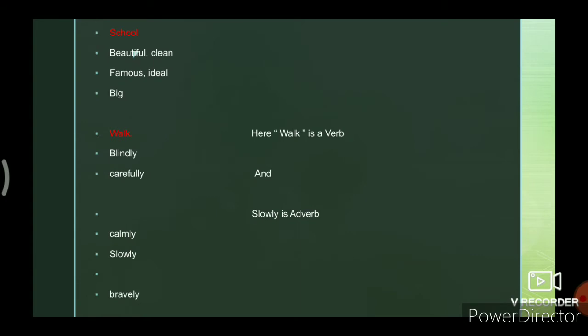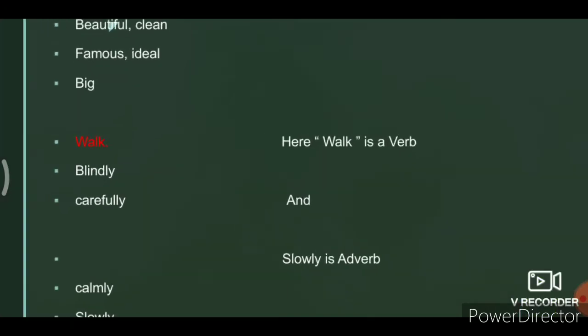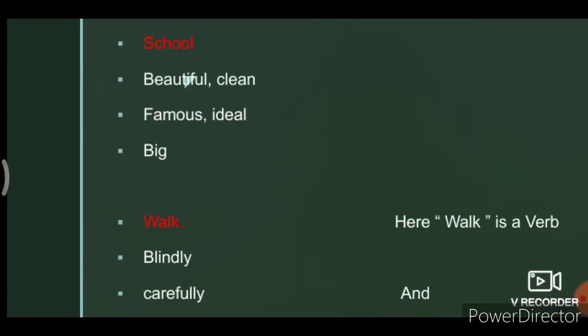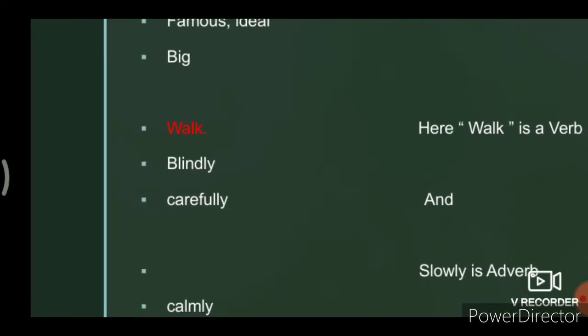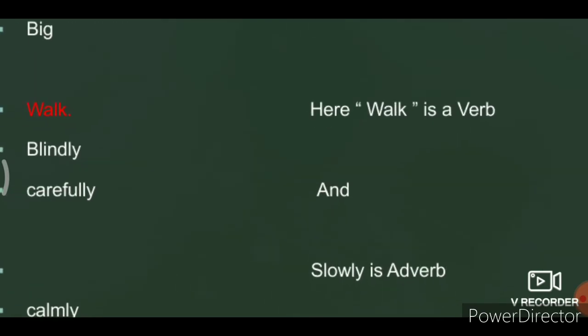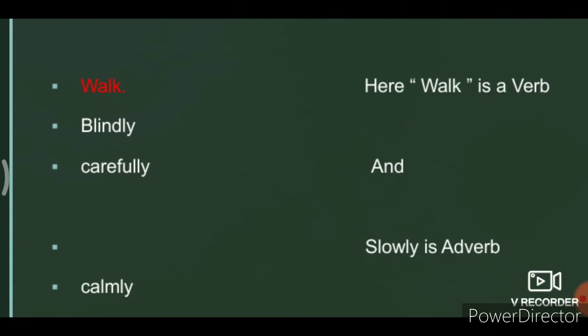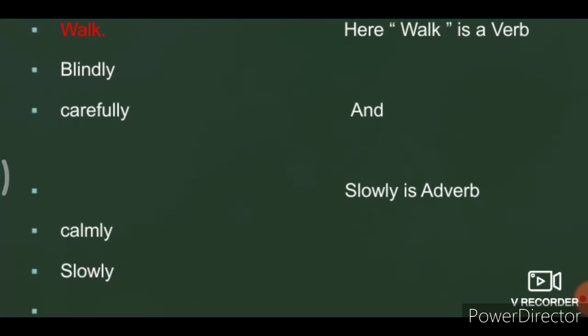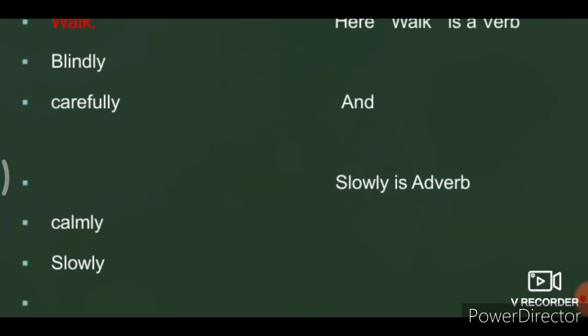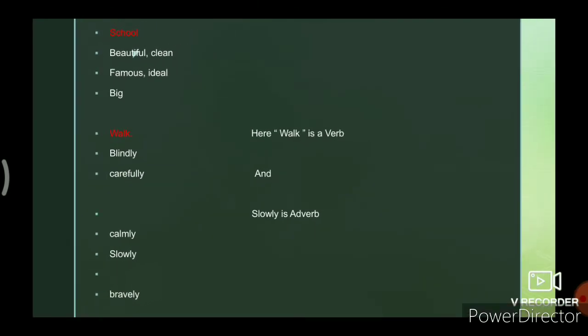Here I have given some examples. These first examples. See, what is this? School. Here school is a noun, but here beautiful, clean, famous, ideal, big are adjectives. And here in second example, walk, it is a verb, and blindly, carefully, calmly, slowly, these are adverbs. In this way you must attempt this question to get 2 marks.